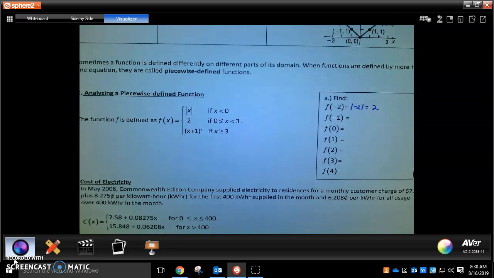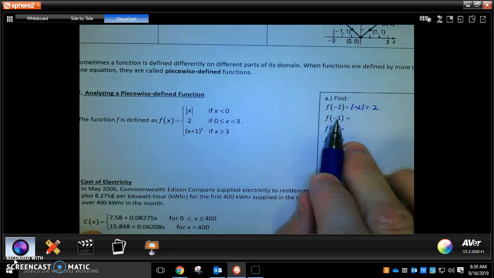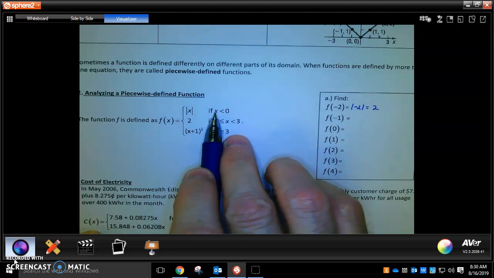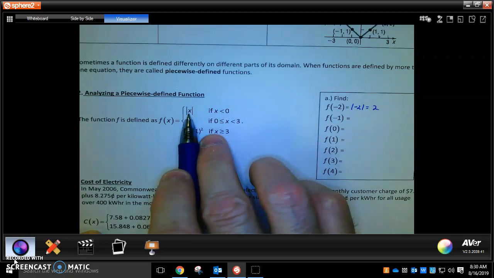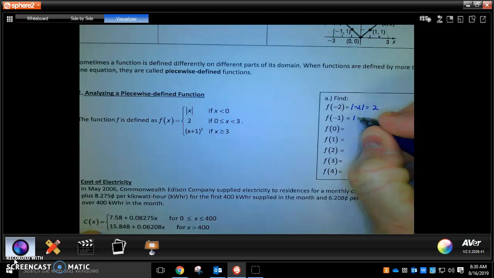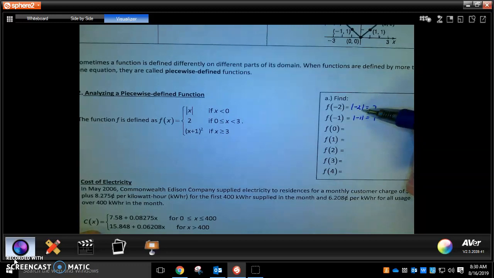Okay, look at the next one. The next one says negative 1. So what is f of negative 1? We're going to come over here. Negative 1 is less than 0, so we're going to use this function. We're going to take the absolute value of negative 1, and we're going to get 1. That's it. Now, I know you could do these steps in your head, but I'm writing them down for your notes.